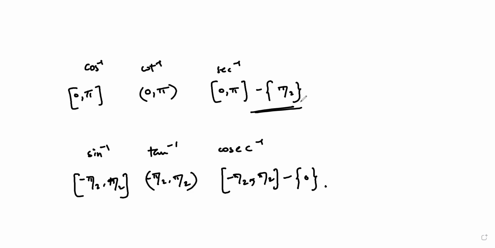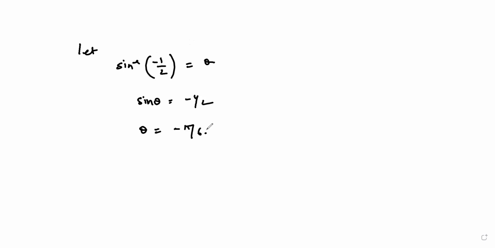Moving to the questions. So for example, let us say there is one question like this. Sine inverse of minus 1 by 2. So what I will do, I will let sine inverse of minus 1 by 2 be theta. So sine theta is equal to minus 1 by 2. So theta will be equal to minus pi by 6. Now minus pi by 6 is between minus pi by 2 to pi by 2. So my answer will be minus pi by 6 only.